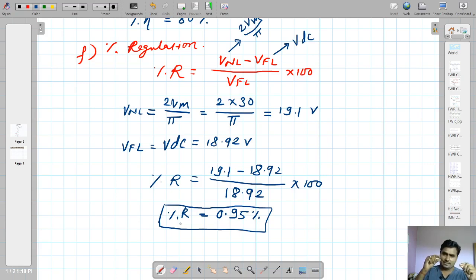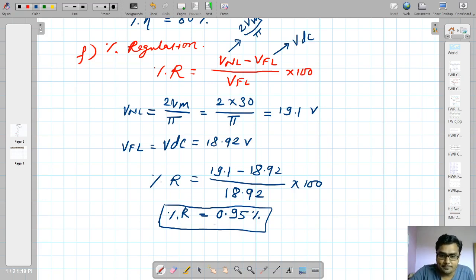If you increase the value of the capacitor, you will get a decrement in the value of the regulation factor. If you decrease the value of the capacitor, you will get the regulation factor increased. So it depends on the filter, and regulation and ripple should be as small as possible. That's what. So now check out the problem.